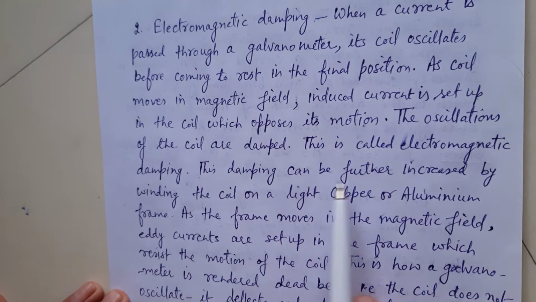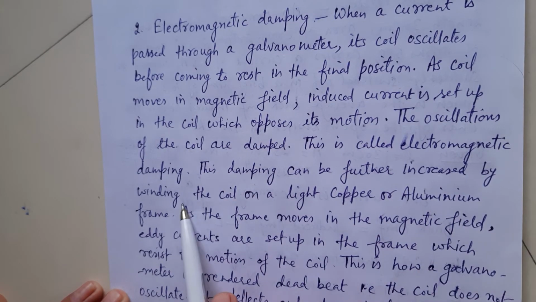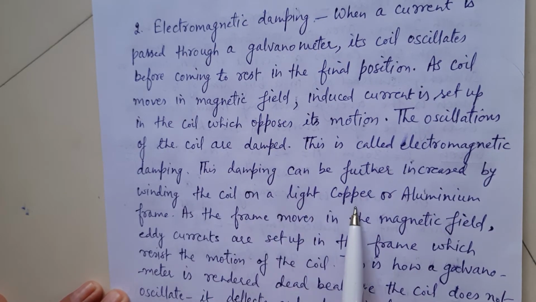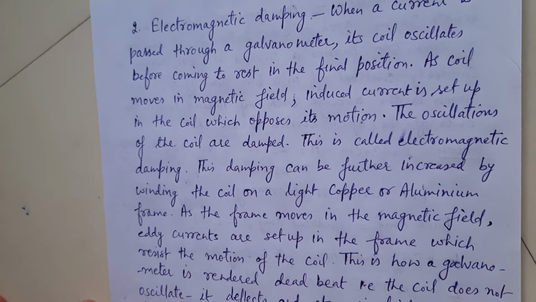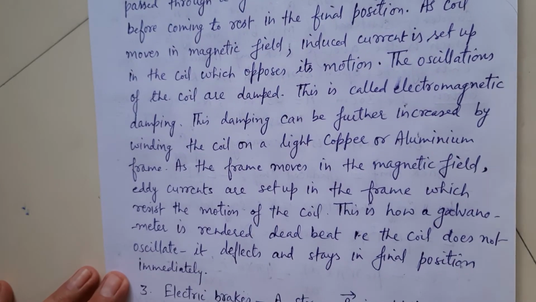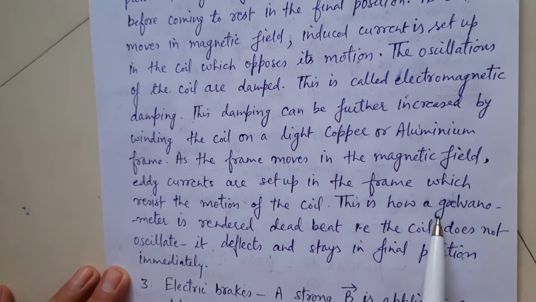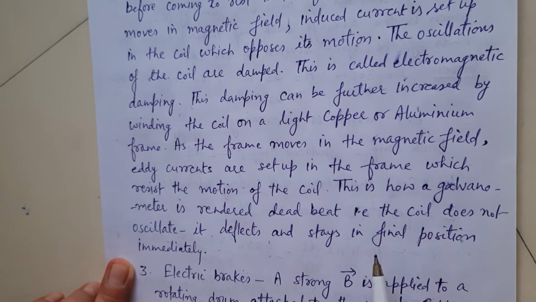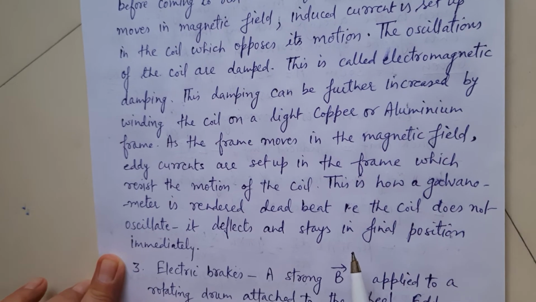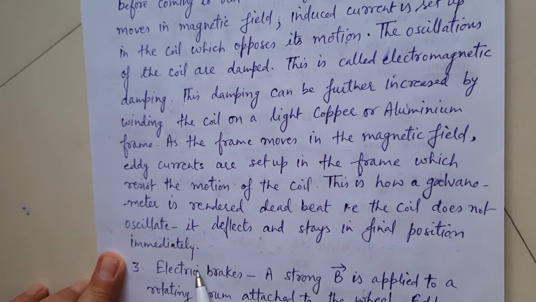This damping can be further increased by winding the coil on a light copper or aluminium frame. As the frame moves in the magnetic field, eddy currents are set up in the frame which resist the motion of the coil. This is how a galvanometer is made deadbeat. That is, the coil does not oscillate, it deflects and stays in the final position immediately.